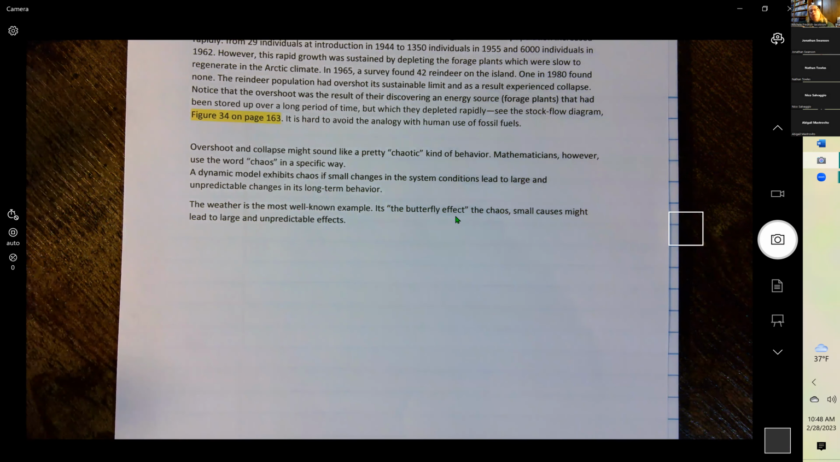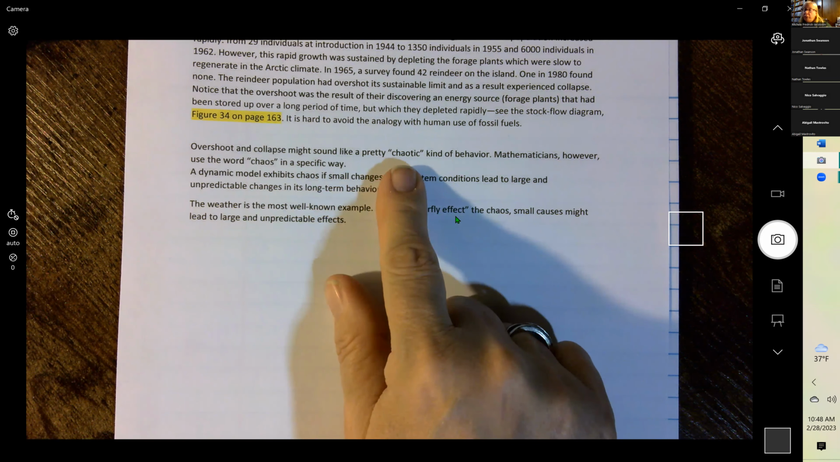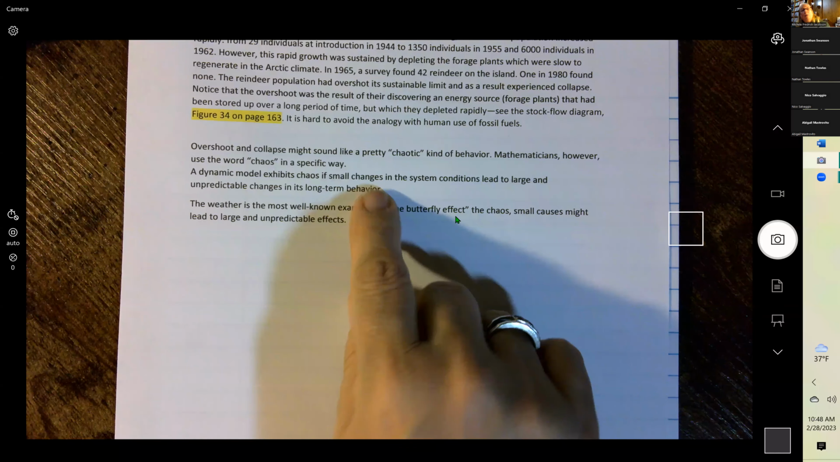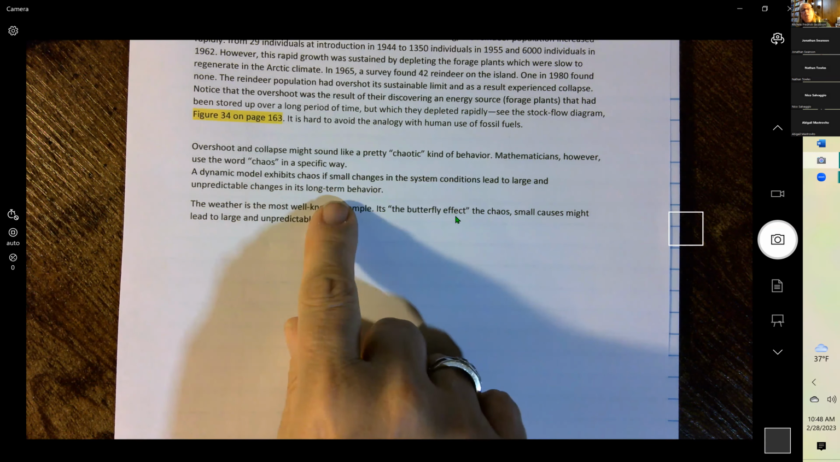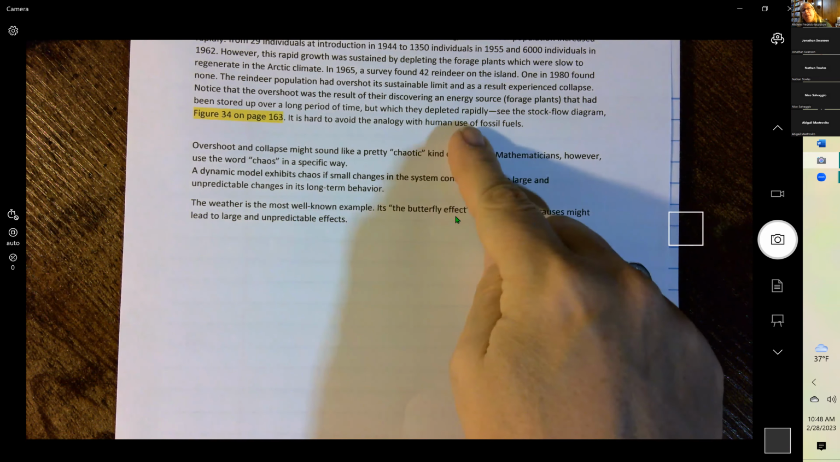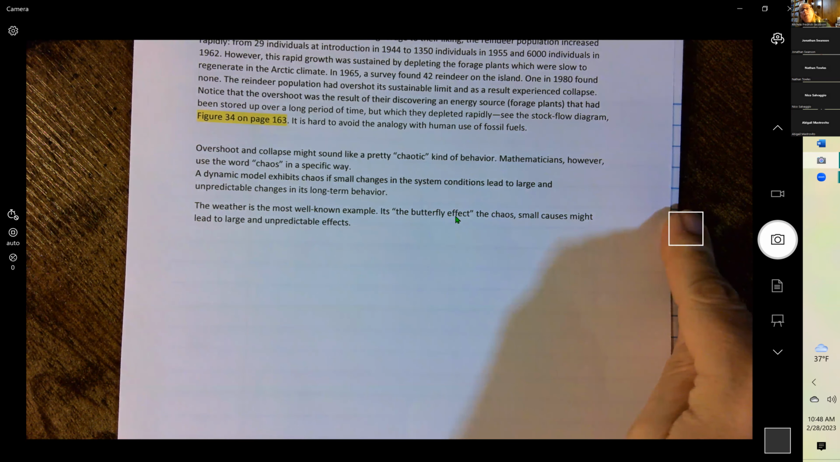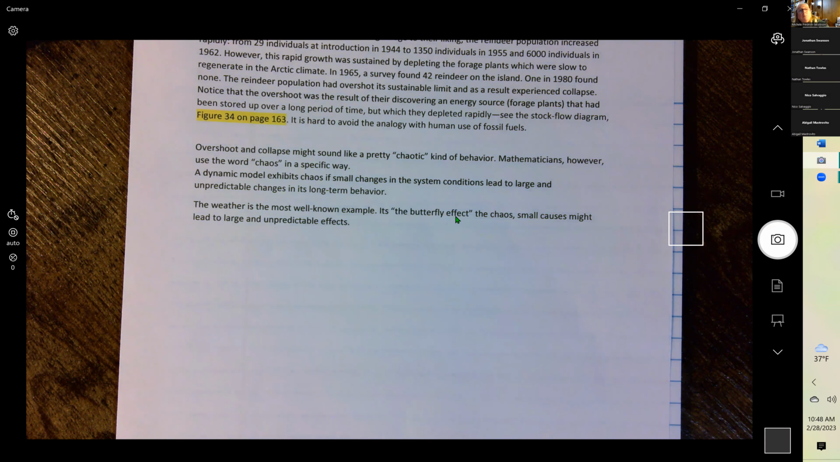The deer were put into there. It was what we thought was a small change. I mean, 29 deer, but then all of the deer died and all the vegetation died. So it was a long-term behavior that shot up and then came down very quickly. And it was unpredictable and a terrible situation.